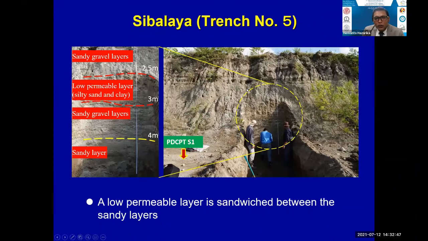This is the trench actually near the cliff. You can see here, if I focus on this area, the upper part is sandy gravel, then a low permeable layer, then sandy gravel, then sandy layers within about 5 meters from the top. So we could confirm the existence of a low permeable layer, which is sandwiched between the sandy layers. This is a very common characteristic of most of the trenches.